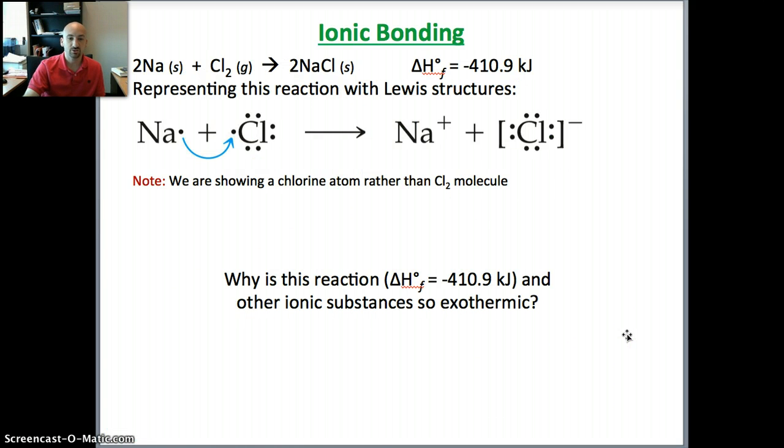So the loss of an electron from an atom is always an endothermic process, as evident in the ionization energy. The gain of an electron by chlorine is exothermic, and it releases 349 kilojoules per mole. So what you would believe is that we could take these numbers, add them up to determine the overall energy of the reaction. But if you add those up, the reaction is endothermic. It's only 147 kilojoules per mole.